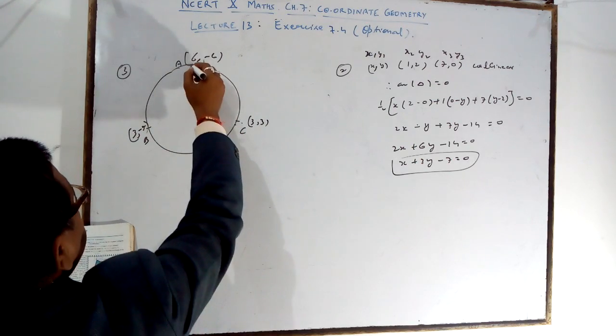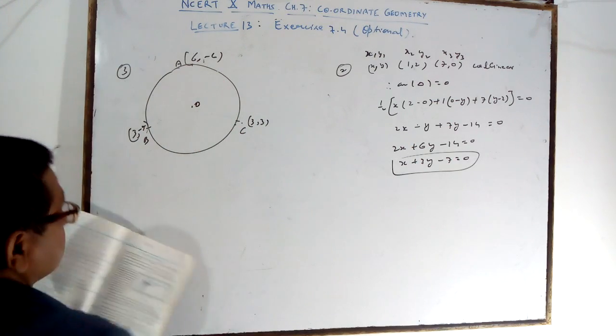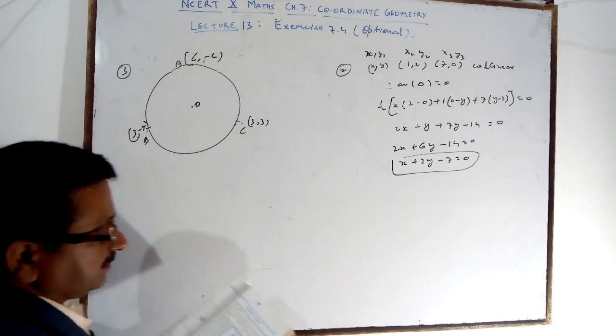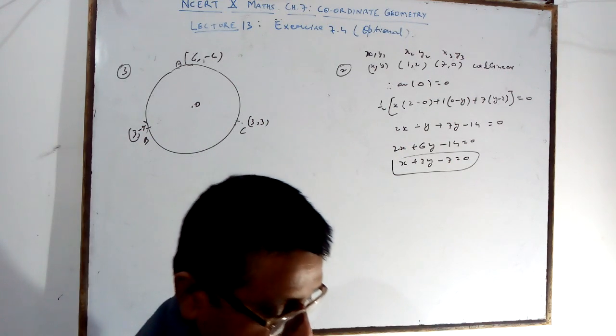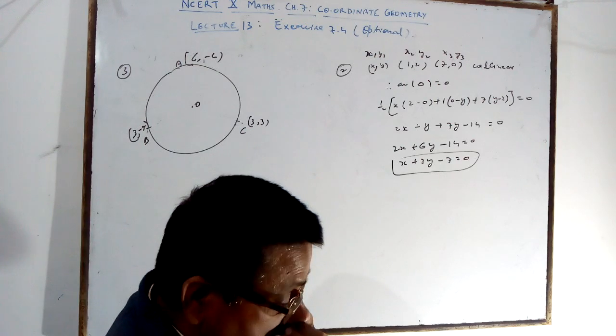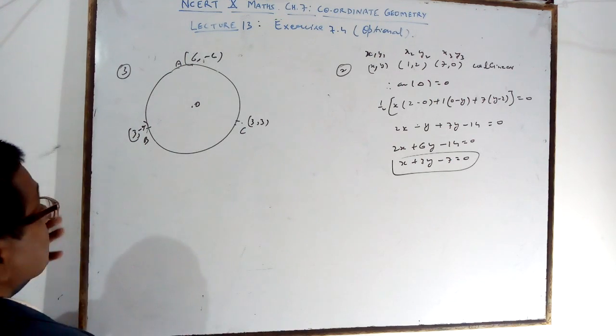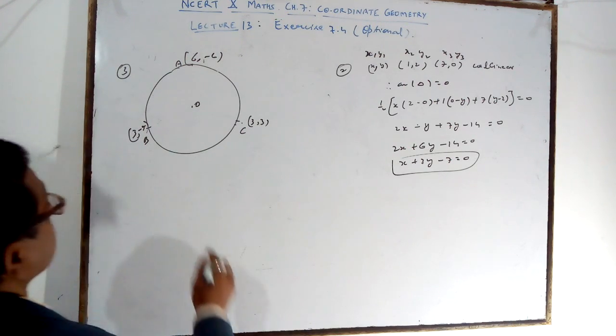So there is a point given. Here is a center, the center of a circle. You find the center of a circle passing through these points. So what will you find out here? The distances between the points are equal.